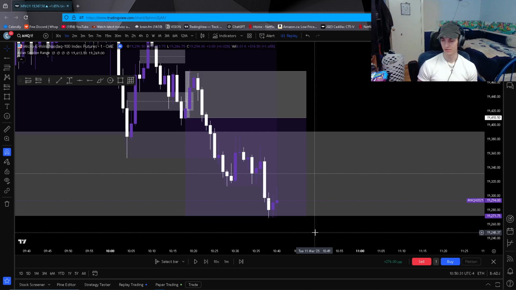You can enter off the fair value gap retracement, or you could wait for a 1 minute inverse fair value gap after your fair value gap retracement for more confirmation. There you go. Target session lows, 1 hour lows, swing lows, relative equal lows, relative equal highs, swing highs, session highs, fair value gaps.